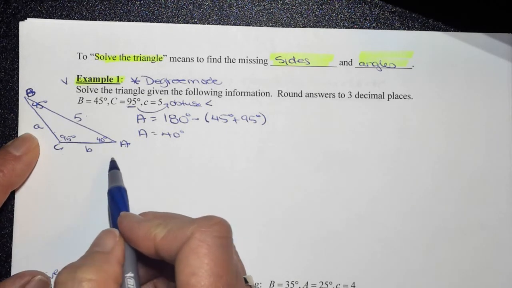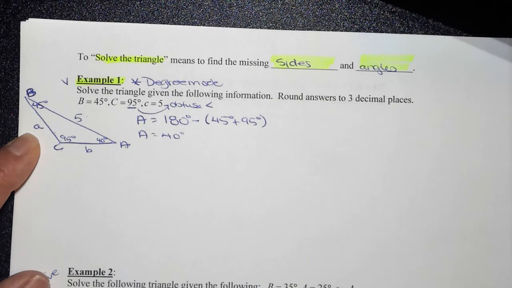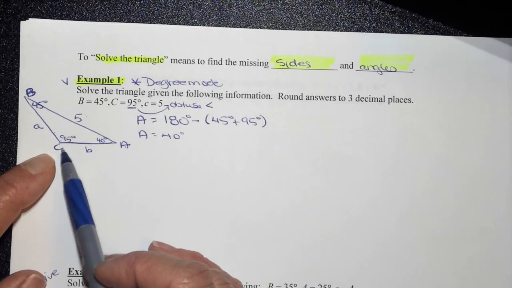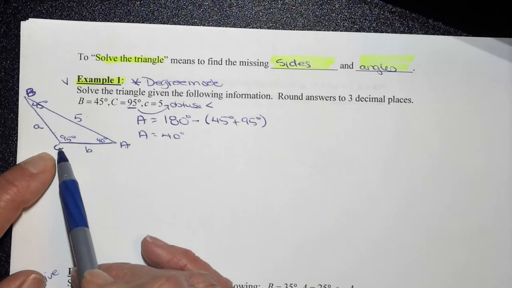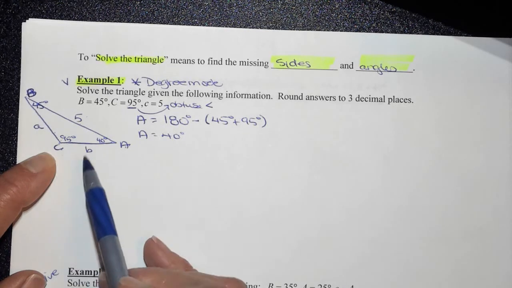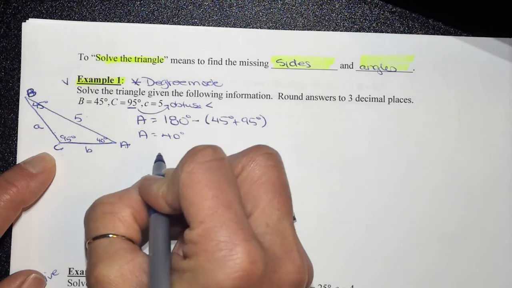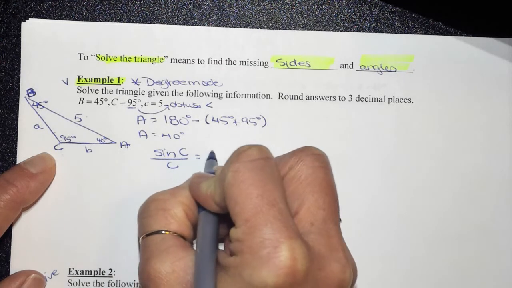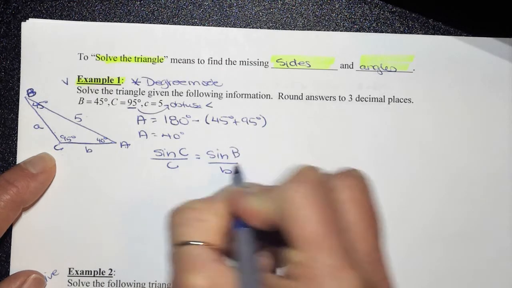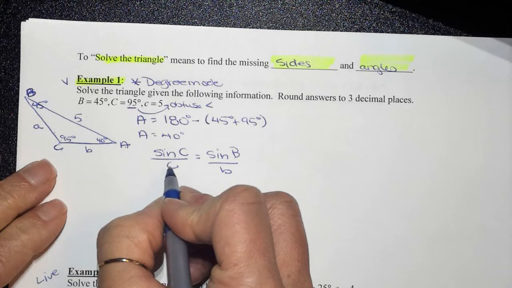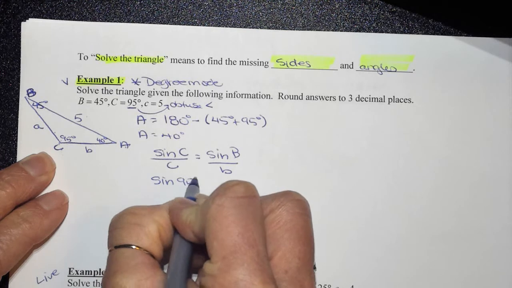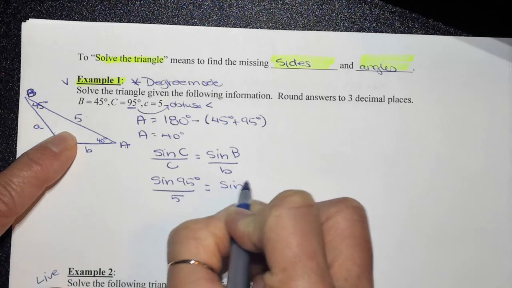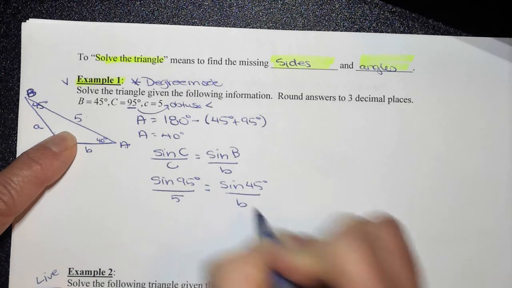So what we're going to do is actually determine what our sides are, and we are going to use the information that we were given first. So we were given angle C, side C, we were given angle B, so we're going to find side B. So we use the ratios, and that is the sine of angle C over side C is equal to the sine of angle B over side B. We'll plug in what we know. So this is going to be the sine of 95 degrees divided by 5 is equal to the sine of 45 degrees divided by our unknown value of B.